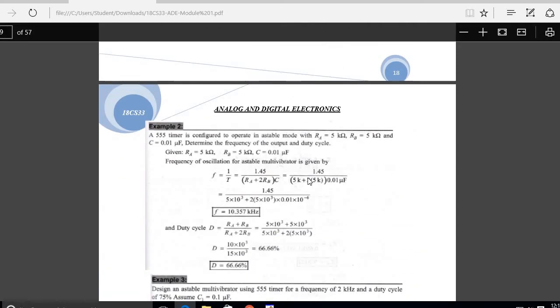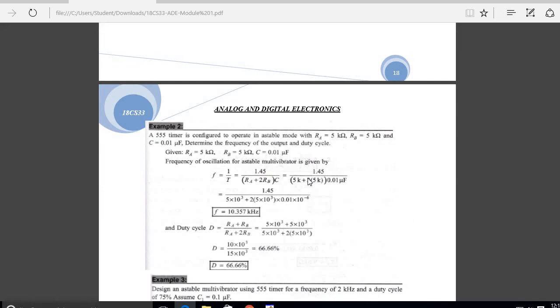Okay, the next problem: a 555 timer is configured to operate in astable mode with RA as 5 kilo ohm, RB as 5 kilo ohm, and C as 0.01 microfarad. And it is asking to determine the frequency of the output and the duty cycle. He has given the RA, RB, and C values. So what is the formula?